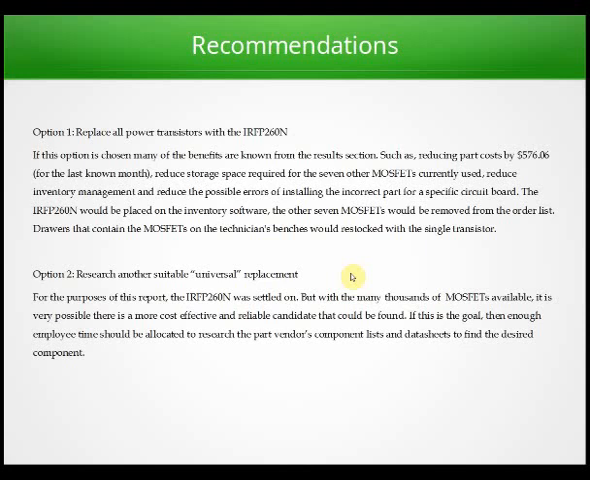Option 2. Research another suitable universal replacement. For the purposes of this report, the IRF-P260N was settled on, but with many thousands of MOSFETs available, it is very possible there is a more cost-effective and reliable candidate that could be found. If this is the goal, then enough employee time should be allocated to research the part vendor's component lists and data sheets to find the desired component.